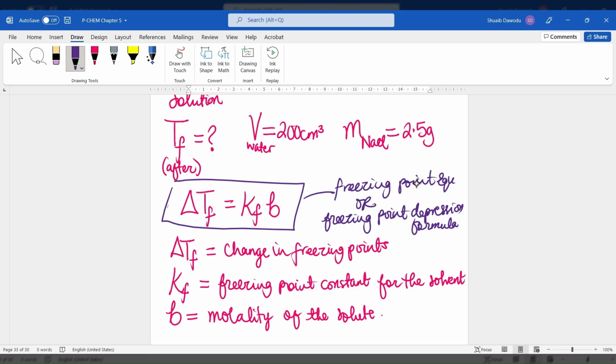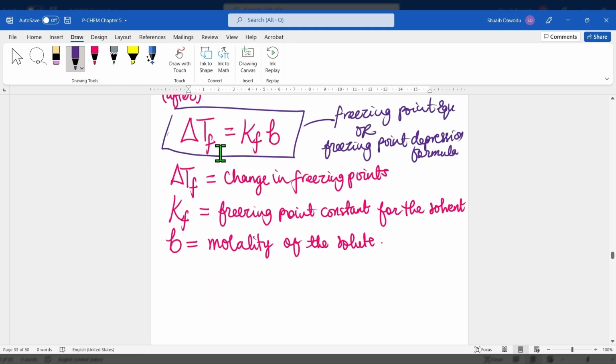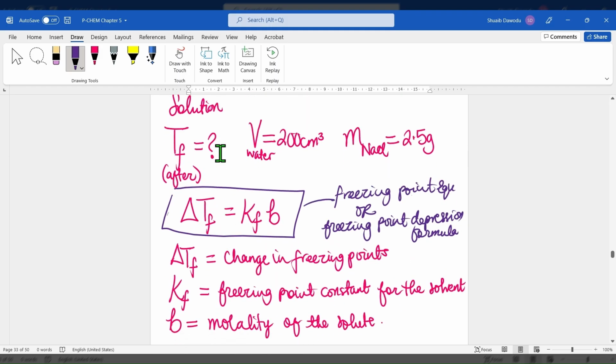So there's the boiling point elevation, where you're dealing with the boiling point, and there's the freezing point depression, where you're dealing with the freezing point. That's basically what is going on here. Now, K_F is the freezing point constant for the solvent, and b is the molality of the solute. K_F is a constant value, just like the speed of light is a constant value. The acceleration due to gravity is a constant value. We know Avogadro's number is a constant value, right? So the freezing point constant is just a unique and exact value for a particular solvent.